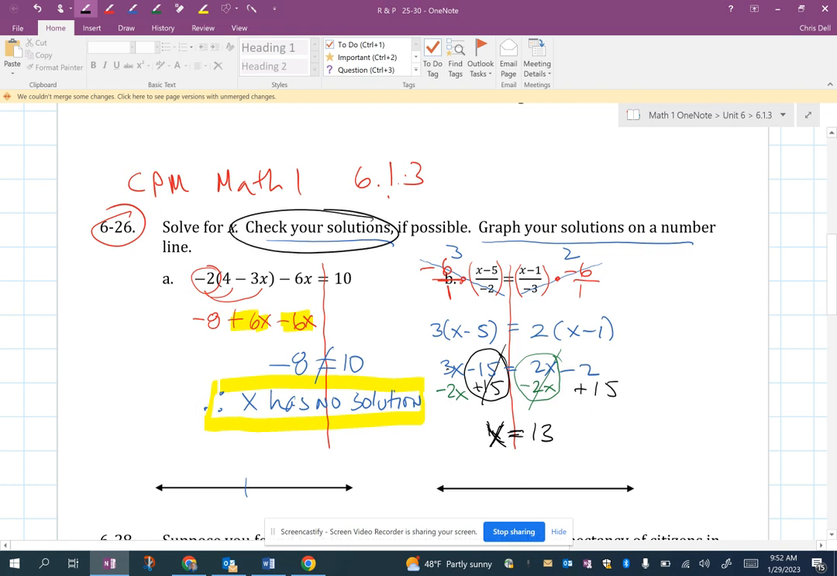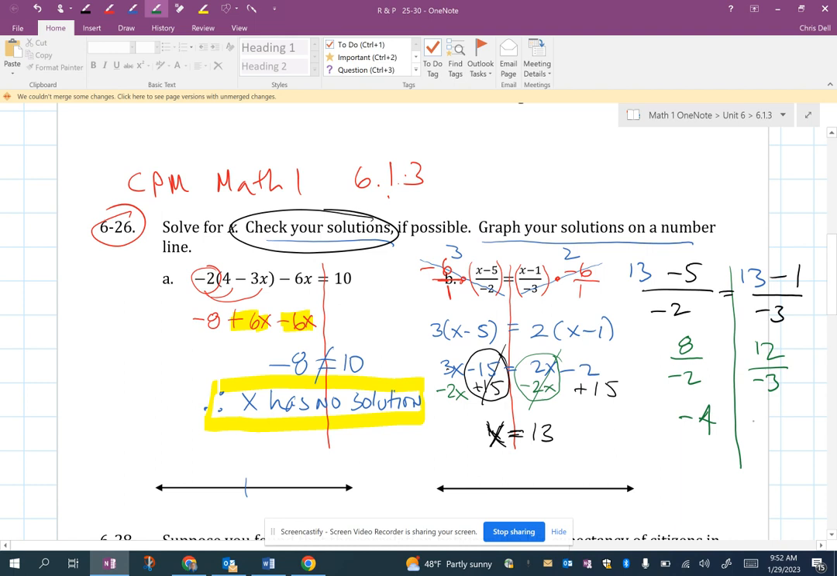So now let's check our solution. What does that mean to check it? We go back up to the original equation, which was x minus 5 divided by negative 2 equals x minus 1 divided by negative 3. To check it, instead of x, you plug in the 13. So is 13 minus 5 divided by negative 2 equal to 13 minus 1 divided by negative 3? Let's check those. 13 minus 5 is 8, and 8 divided by negative 2 is negative 4. Do I get that same thing on this side? 13 minus 1 is 12. 12 divided by negative 3 is negative 4. So sure enough, it checks out.